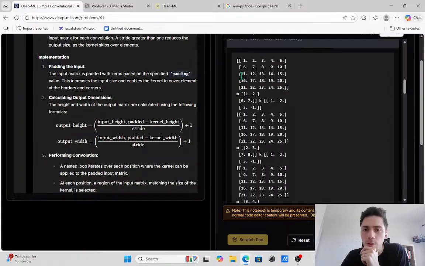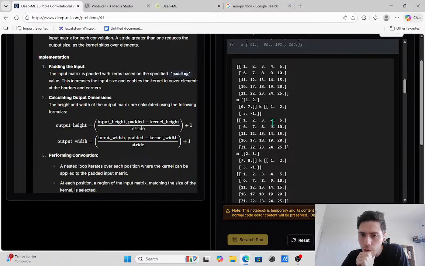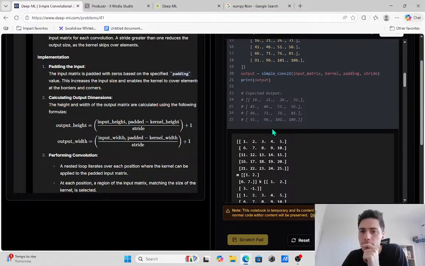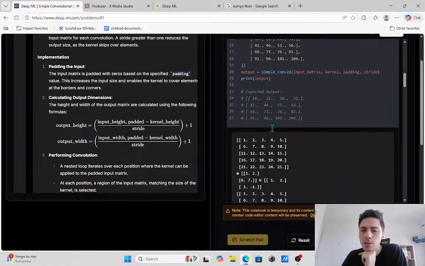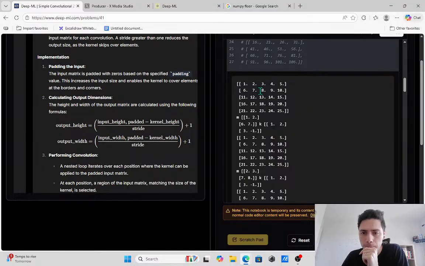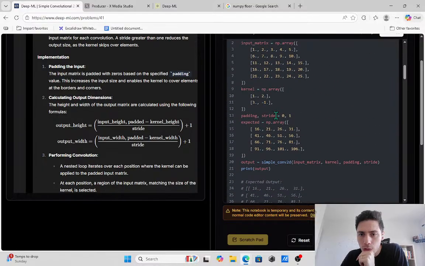So let's just walk through this process and see what it's doing. It's getting 1, 2, 6, 7, which is correct. Then it should be getting 3, 4, 8, 9. Is there any padding here? Padding is 0. Okay, so I'm assuming we're getting to the end and it's breaking, because we're going 2, 2.